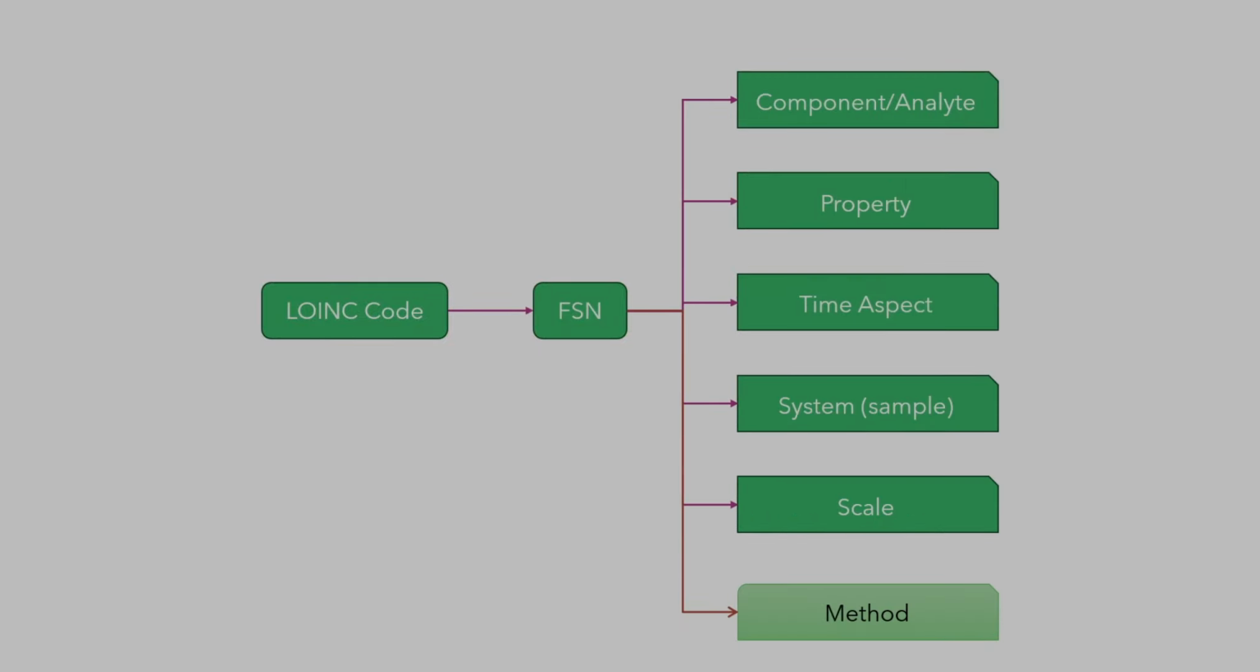The LOINC code identifies the FSN, which is made up of 6 parts. The top 5 are mandatory and the last optional. Considered together, they help precisely identify a particular test, measurement, observation, document, etc.